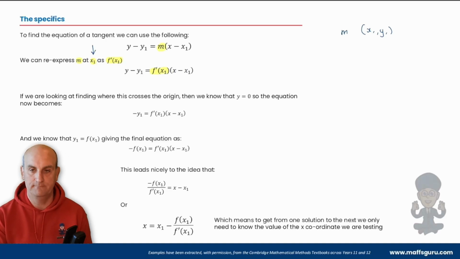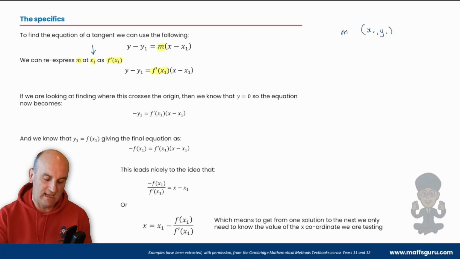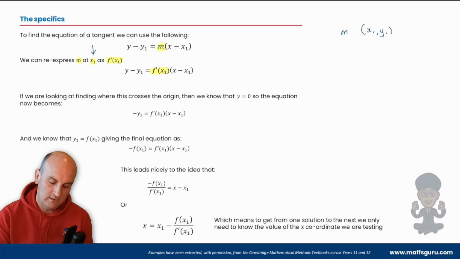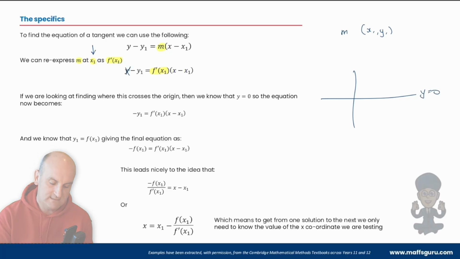Now, because we're looking at where this equation of the tangent crosses the x-axis, we know the value of y is equal to 0. Why? Because what do we know the x-axis is called? We know it's called y equals 0. So I now know that this value here is 0.